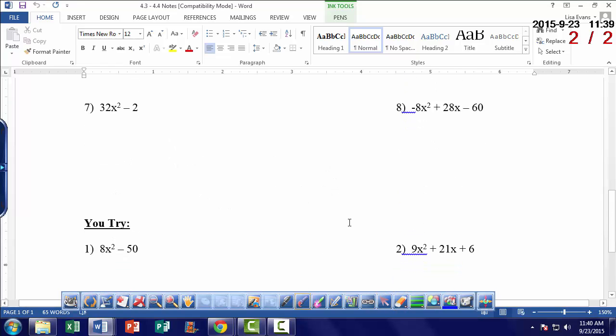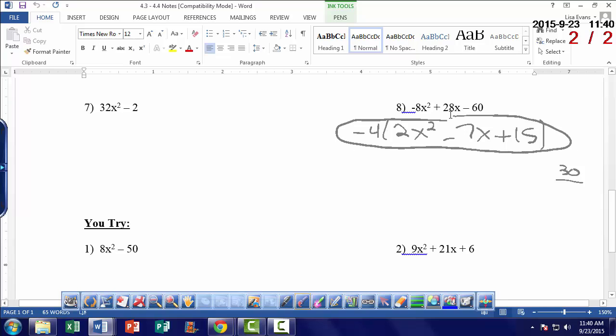Okay, back to number 8. Number 8, it leads with a negative. We don't want to have a negative on our x squared term. So I'm going to factor out a negative, but I can also see that I could factor out a -4. So when I do that, I have 2x squared minus 7x plus 15. Now this is all I can do, because if I take 2 times 15, I get 30. There's nothing that multiplies to give me a positive 30 and adds to give me a -7. So I stop here. I only had a GCF.